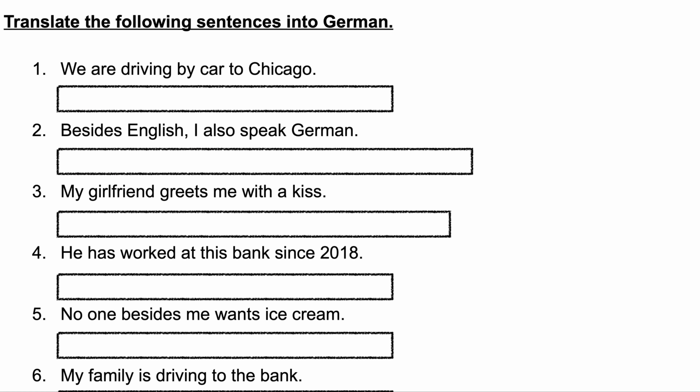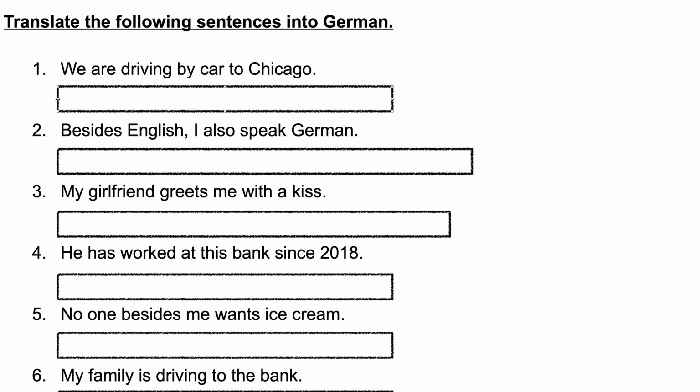Alright, after that we have some more complicated things where we have to actually translate English sentences into German, and so we have to kind of figure out which preposition to use, and also conjugation and word order and cases and all of that stuff. So, Nummer 1. We are driving by car to Chicago. We are driving is only two words in German.